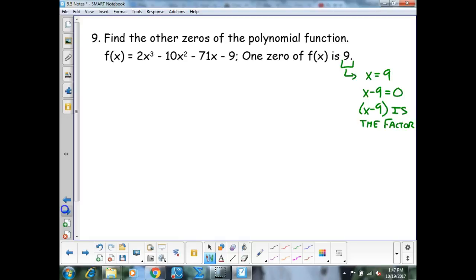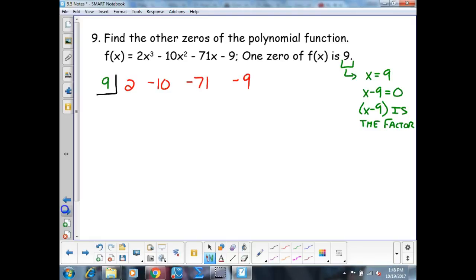What's 38? 4 times 8, 32. Carry a 3. My coefficients are 2, 4 times 3 is 12. That's negative 10, negative 71, and negative 9. 38 times 4, 2, carry a 3, 12. Drop, multiply, add.